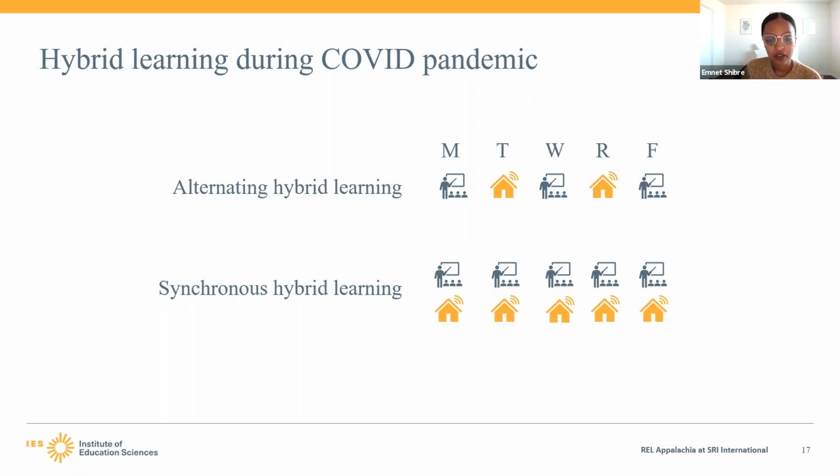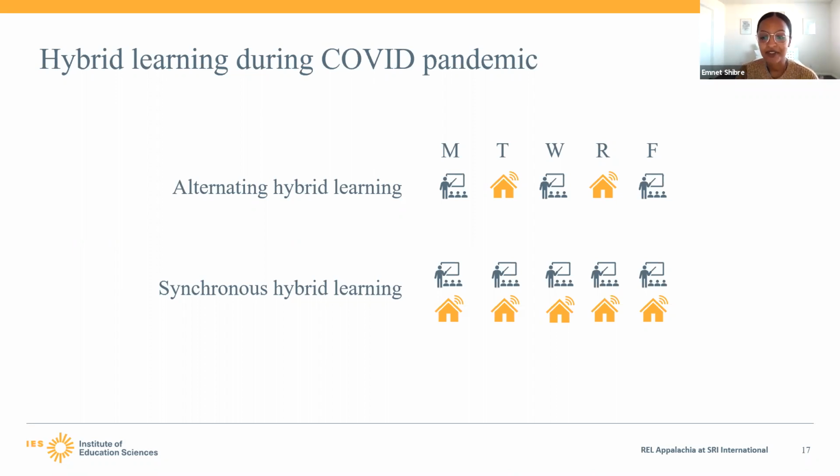Other schools have all of the students in person together on some days, and then all the students at home on others. In the synchronous hybrid learning model, the classroom teacher works with in-person and remote students at the same time. For example, one group of students might come to school every day while the other is at home every day. These are the two models we will review in depth during this workshop.